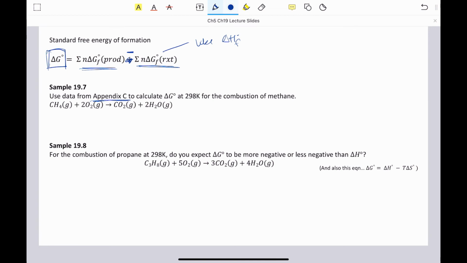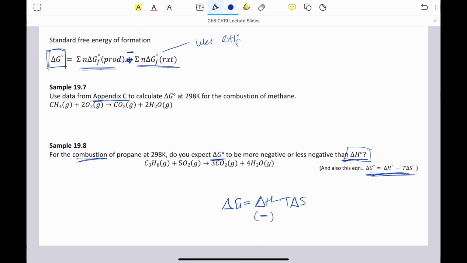For the other one, it's a little bit more thoughtful. It says, for the combustion of propane at 298 K, do you expect delta G to be more or less negative than delta H? That requires us to think about that equation. We know that delta G equals delta H minus T delta S. And combustion, what kind of delta H does it have? It has a negative value.